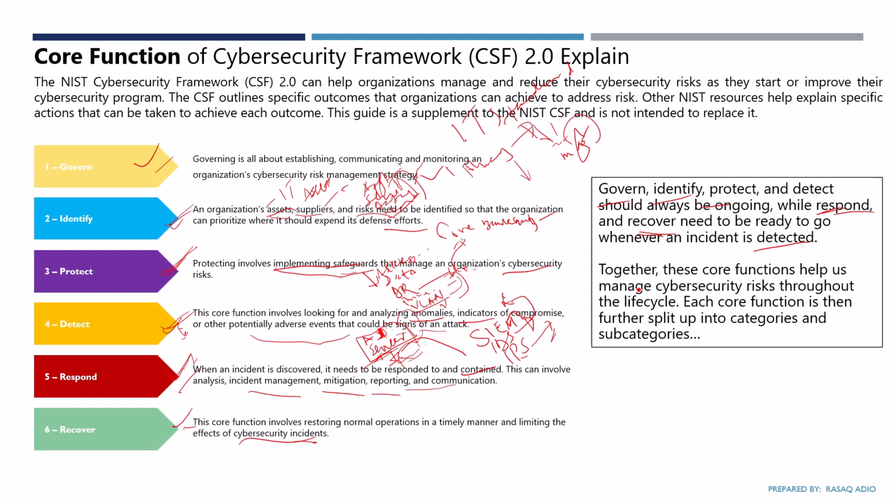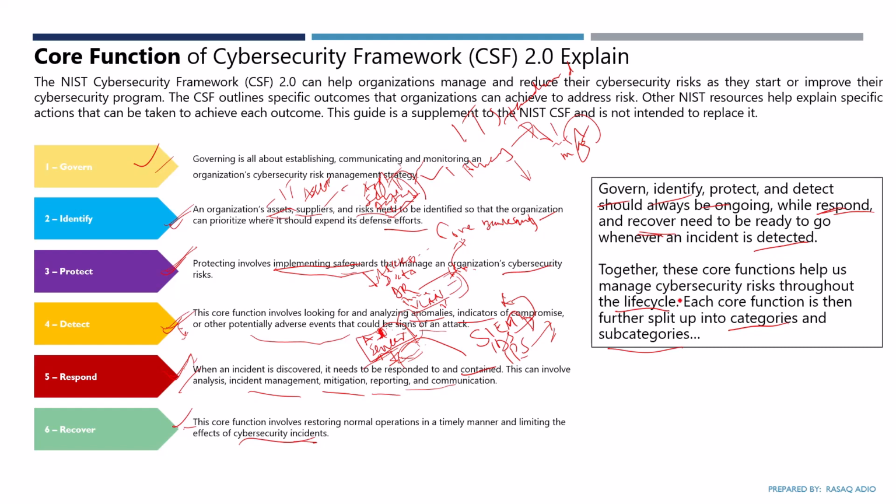Together, these core functions help to manage cybersecurity risk throughout the life cycle. That is, the more you still have those assets within your environment, you continue to deploy all these four on them continuously. You can only deploy response and recover when an incident has occurred within your environment. So every core function is then further split into categories and subcategories, which we have discussed earlier.